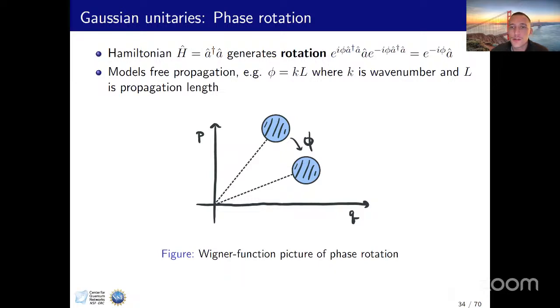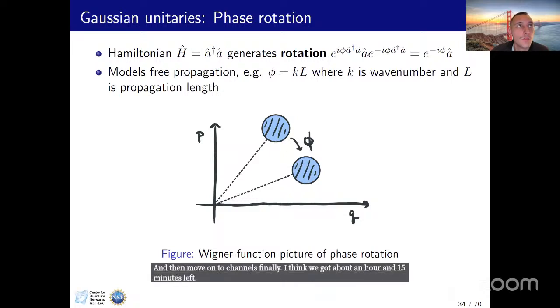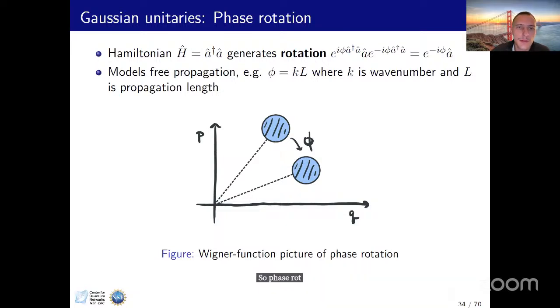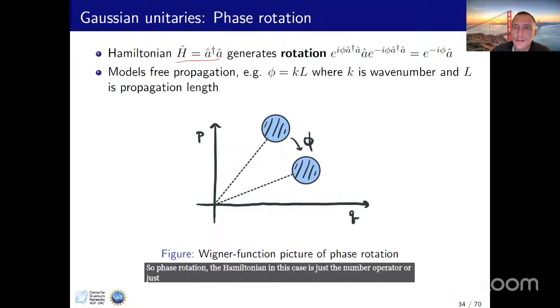So these are further examples. I think we'll give a few of these and then move on to channels finally. I think we got about an hour and 15 minutes left, so we'll go for about 15 minutes, then do a break. So phase rotation: the Hamiltonian in this case is just the number operator, or the free Hamiltonian, and this just generates rotations. So if I have a vacuum state here.